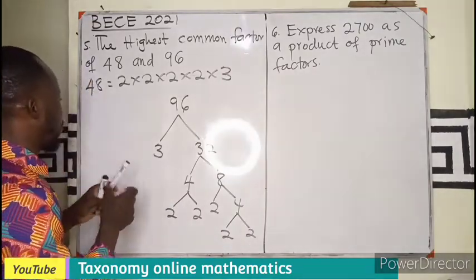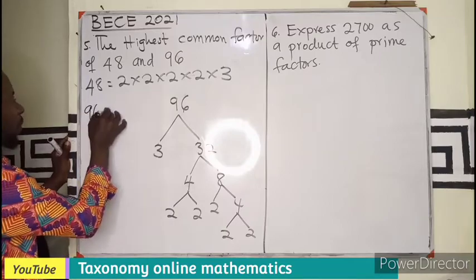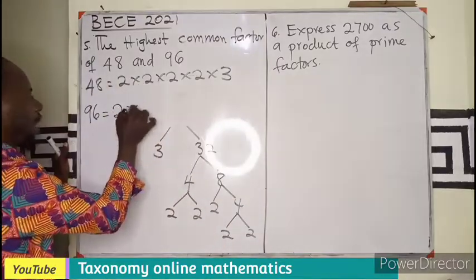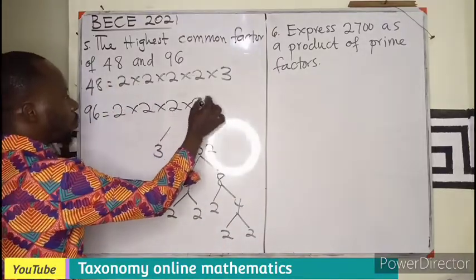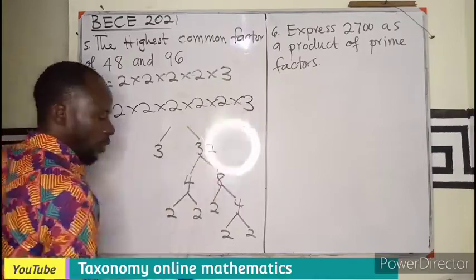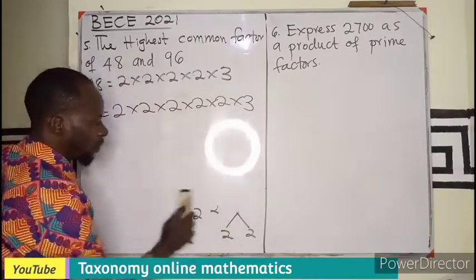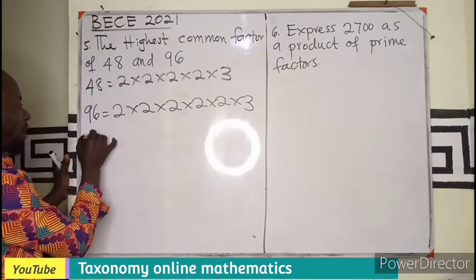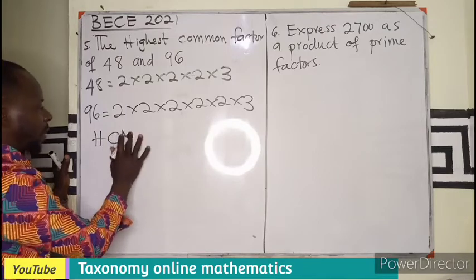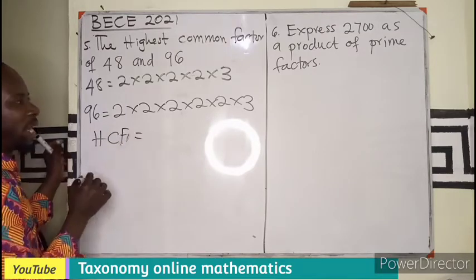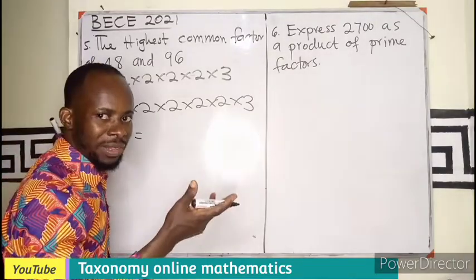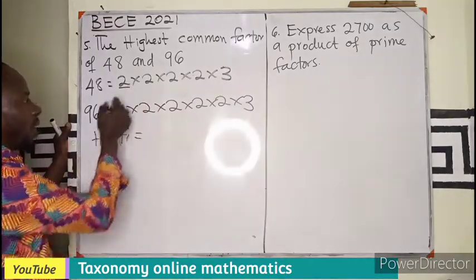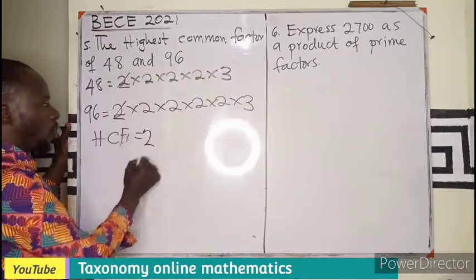So in the case of 96, I'll be having 2 times 2 times 3. So I'm looking for what? The highest common factor. So I'll begin with what? The highest common factor. I am looking for numbers that are common to the two numbers, or factors that are common. So in this case, let's say I cancel this, so 2 is common.